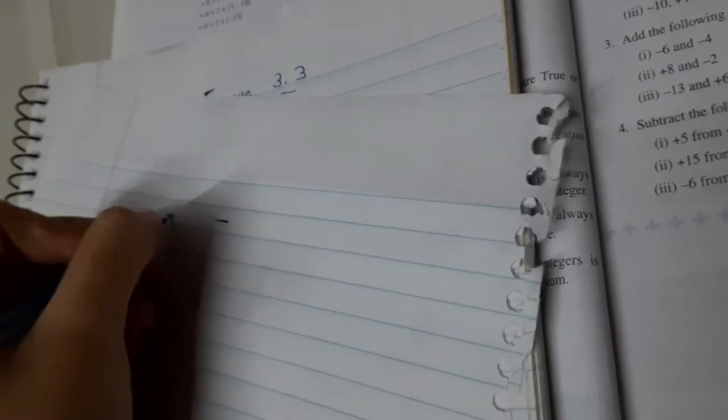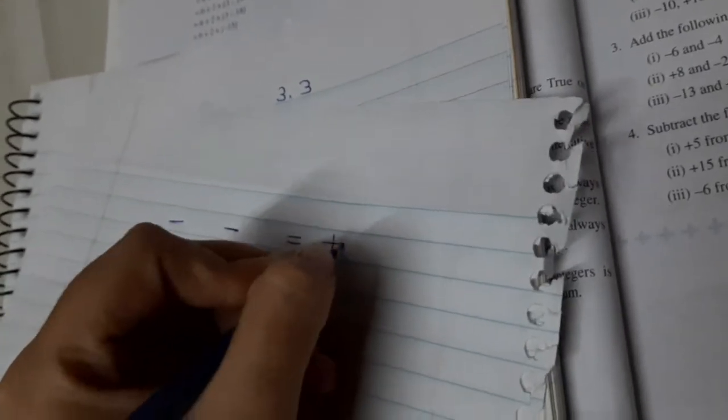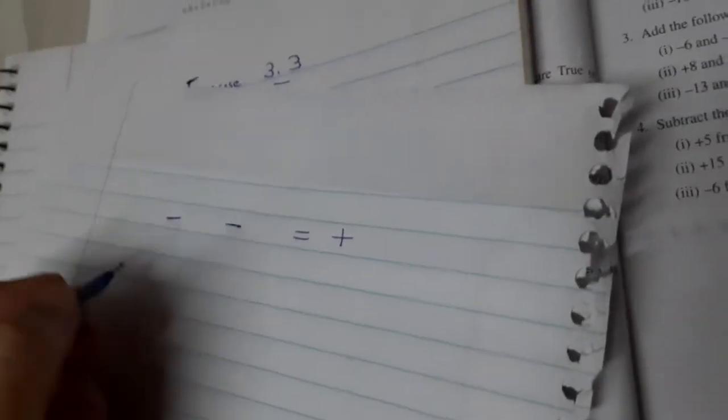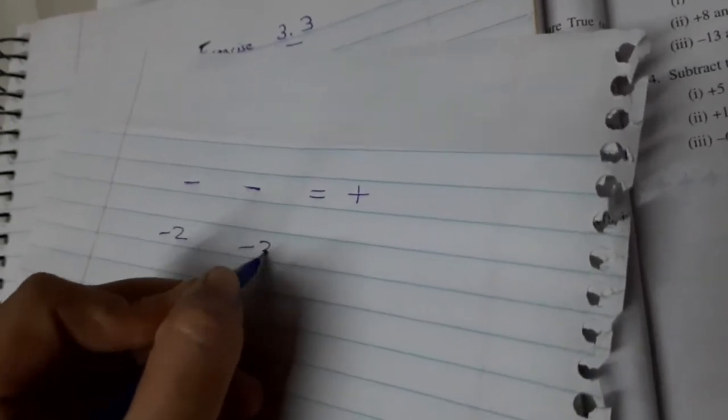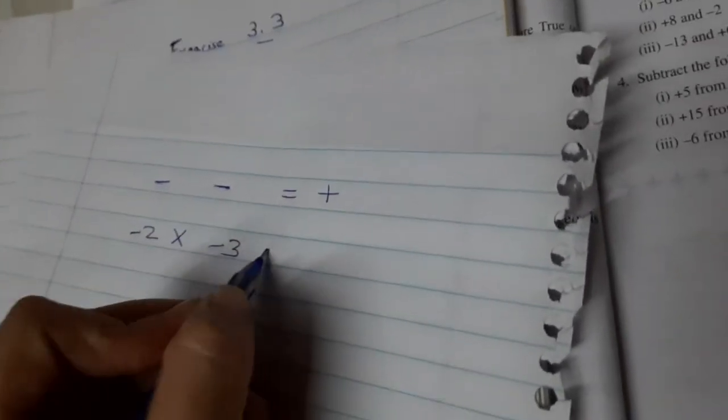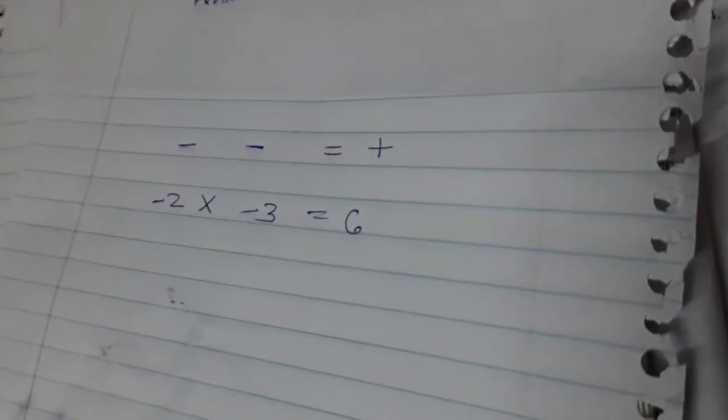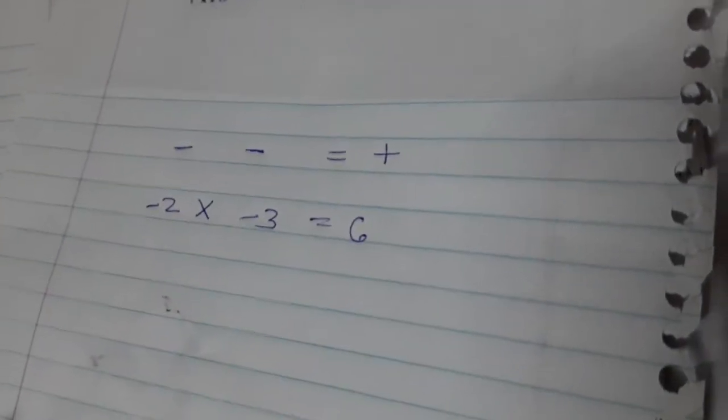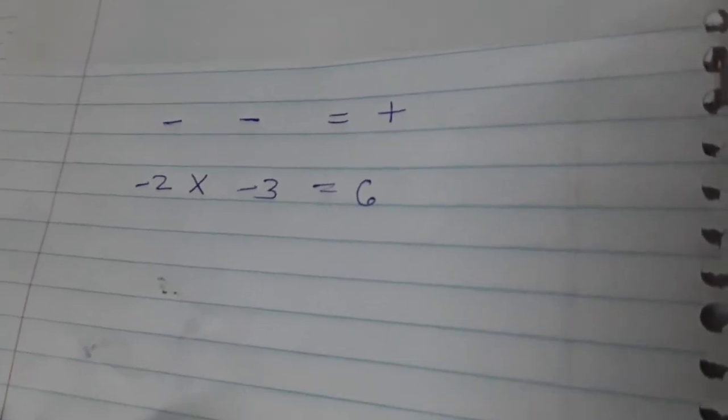As we know, minus will become plus. So how will this rule be applicable here in multiplication? Suppose minus 2 and minus 3. If we are multiplying this, then minus minus will become plus 6. Here you don't have to see the sign of the greatest number. In addition and subtraction you were doing this, and then at last you put the sign of the greatest number. But here you will just apply this rule.